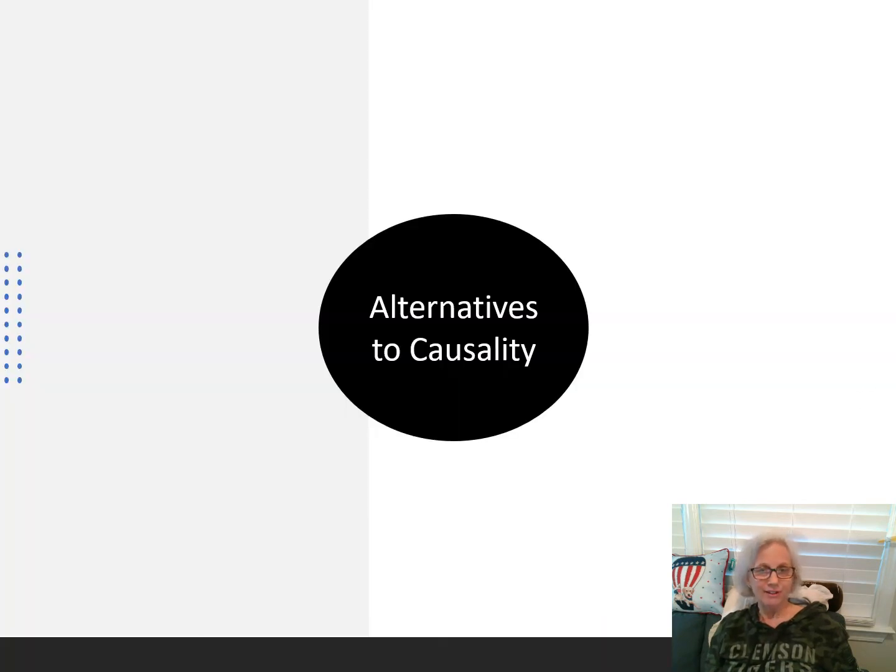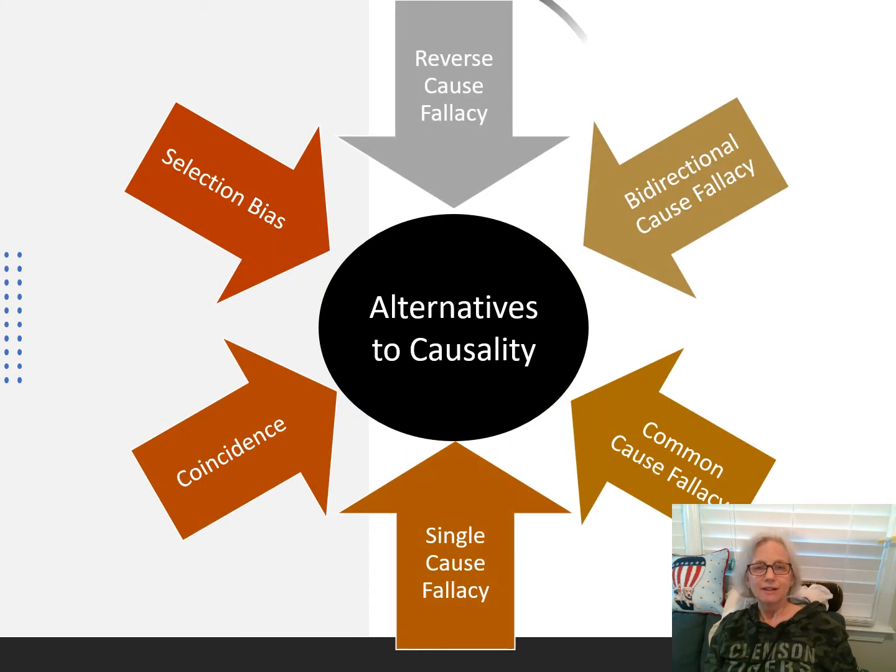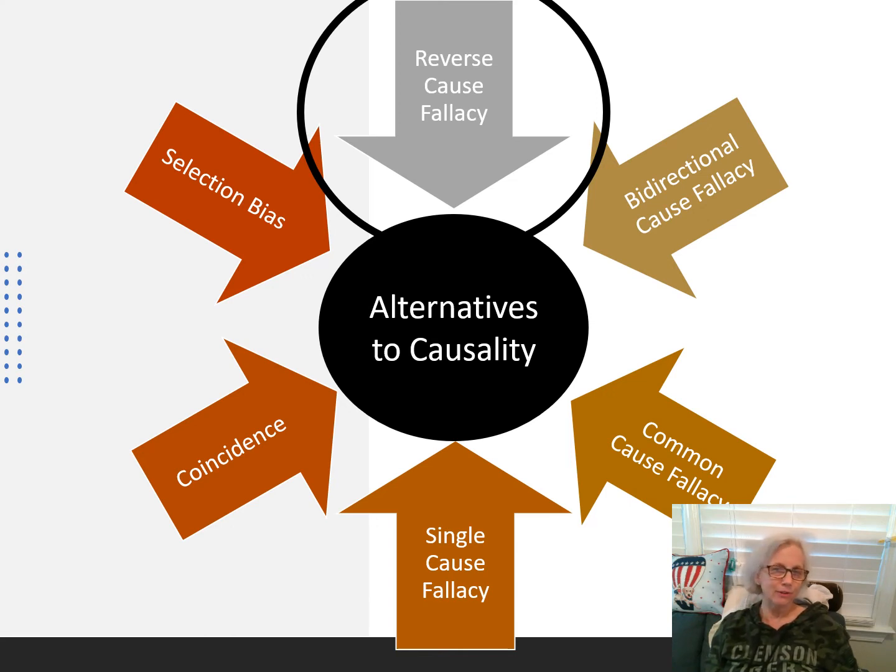Other alternatives to causality include reverse cause fallacy. Instead of advertising causing sales, maybe we increase advertising every time we have increased sales. Maybe we were able to argue that we needed additional advertising because sales were increasing as a result of our previous advertising programs.